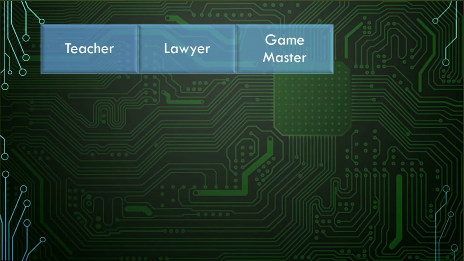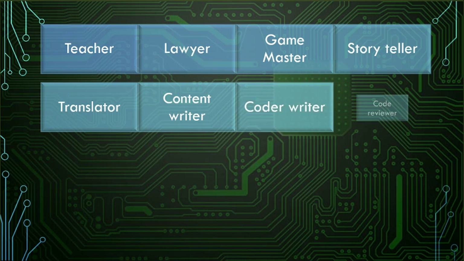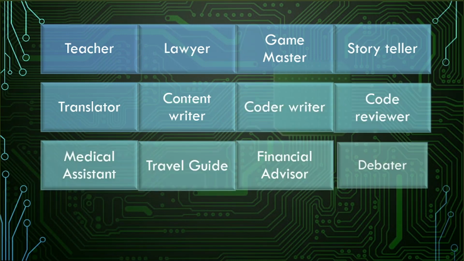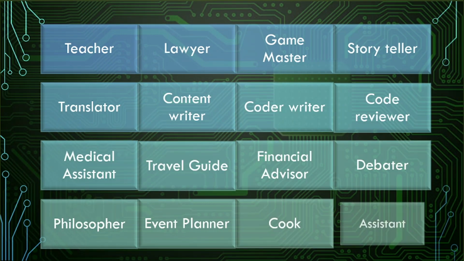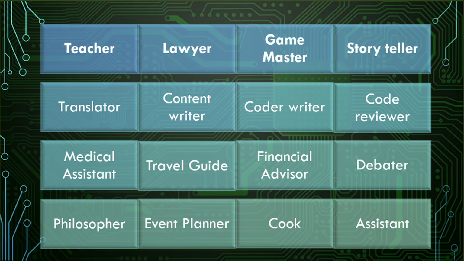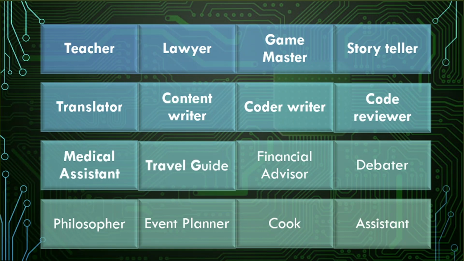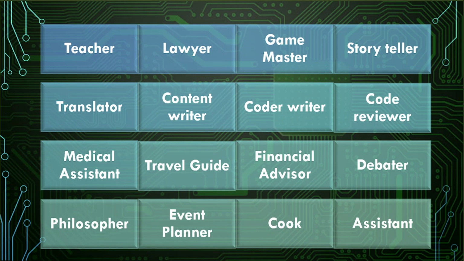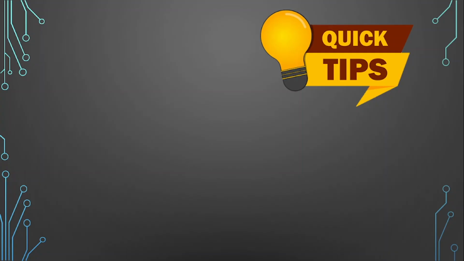There are different professions which AI can assume, especially ChatGPT. These are teacher, lawyer, game master, storyteller, translator, content writer, coder, code reviewer, medical assistant, travel guide, financial advisor, debater, philosopher, event planner, cook, and assistant. These are all the professions, and if you use it correctly, you can generate a vast amount of data from each of them. For example, with cook, you can ask AI to be a cook and provide you recipes.